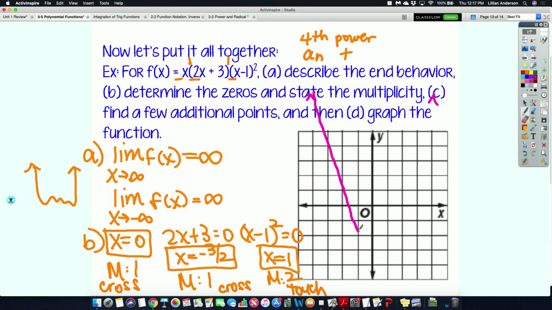what's my next x-intercept? 0, and I should cross, and then I'm going to have to turn again because I have to make another x-intercept where? At 1, which means I'm going to ricochet off of that bad boy. So I'm going to ricochet off at 1 and continue to go up. And that's how you graph your polynomial function.